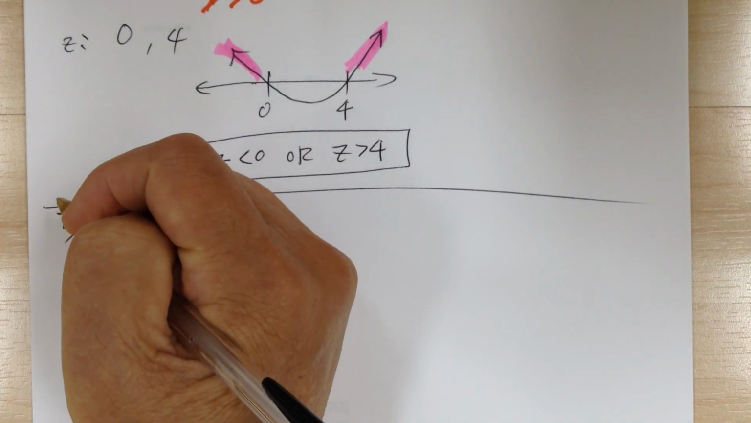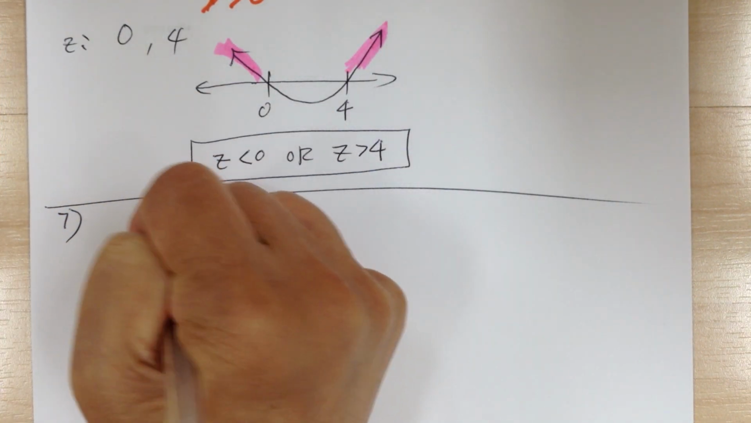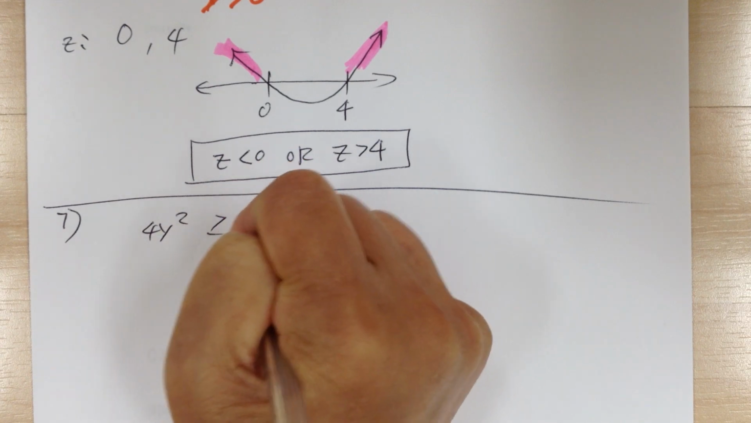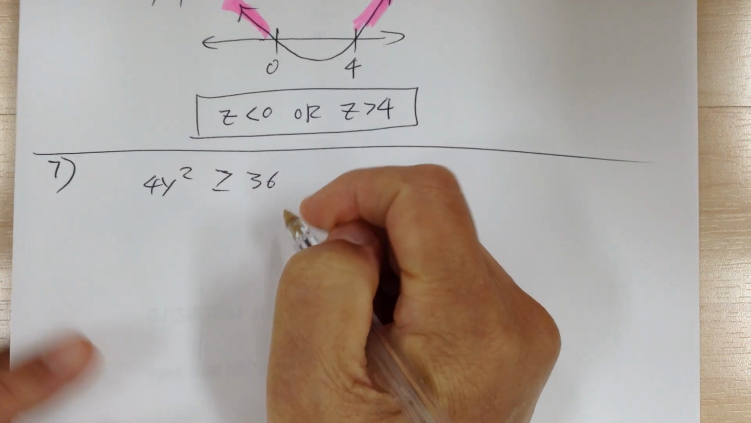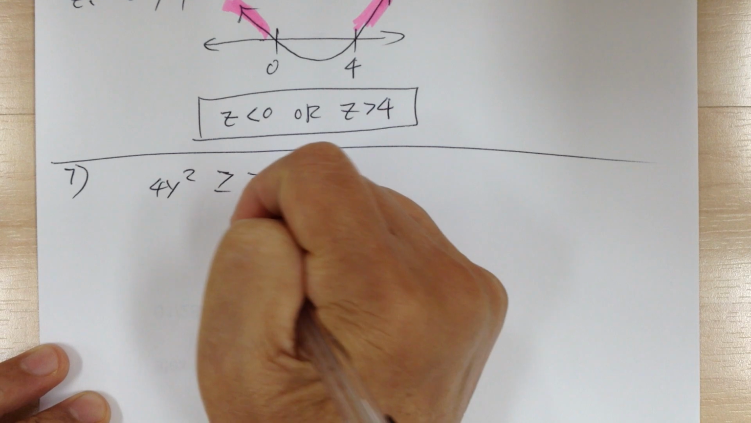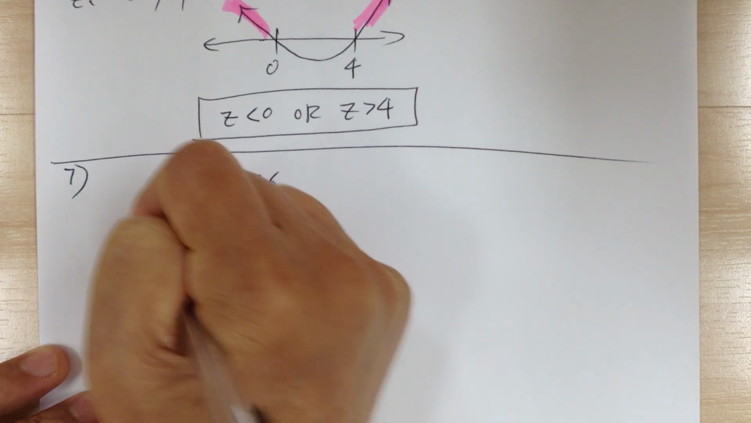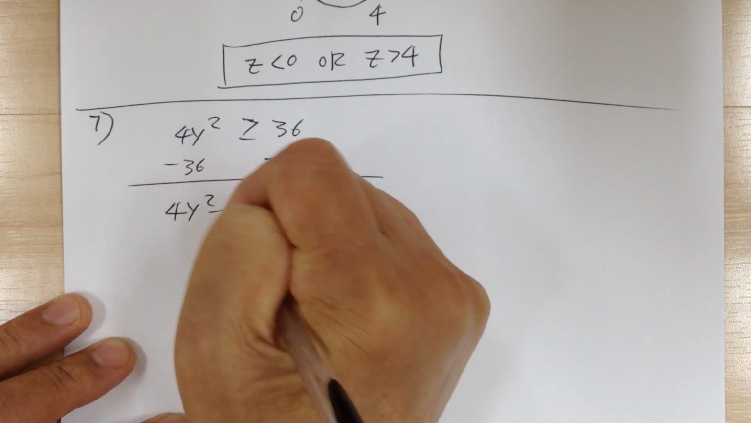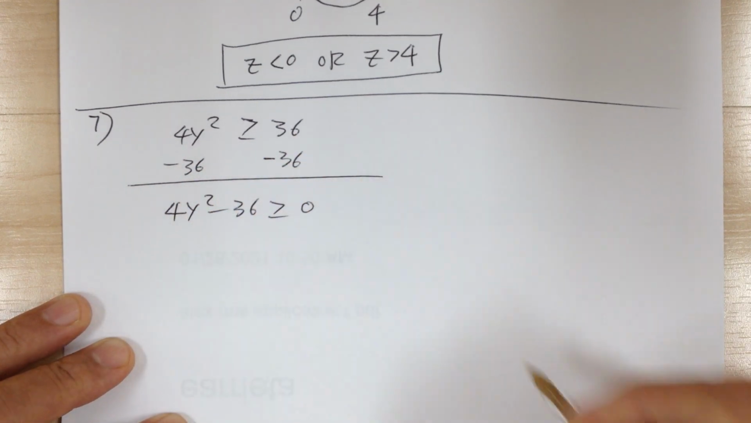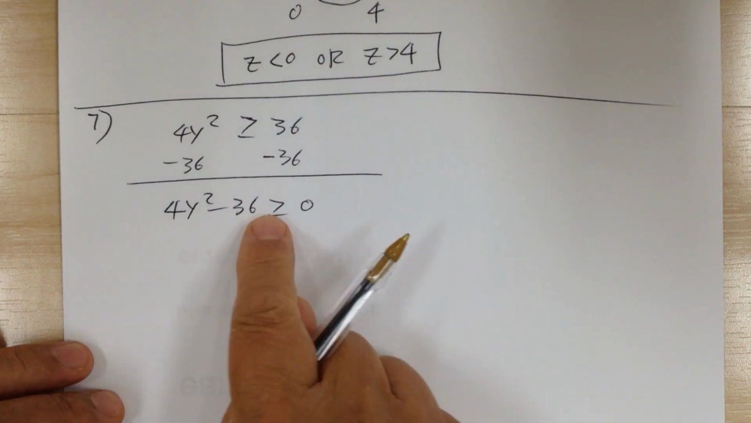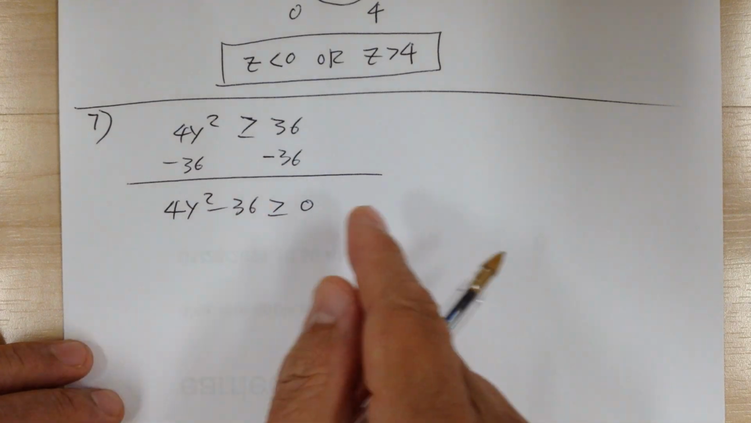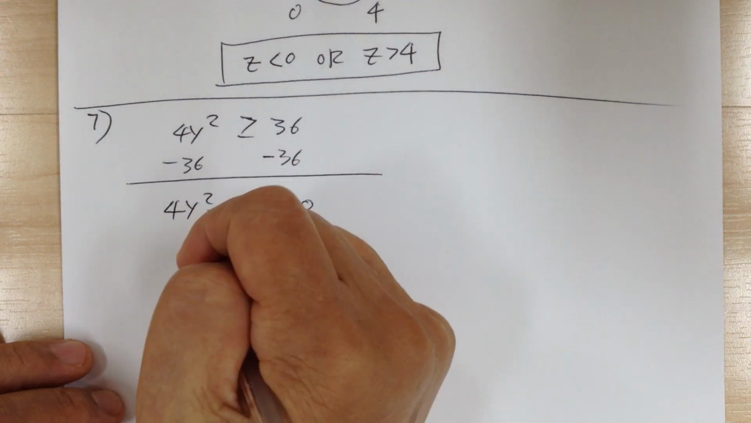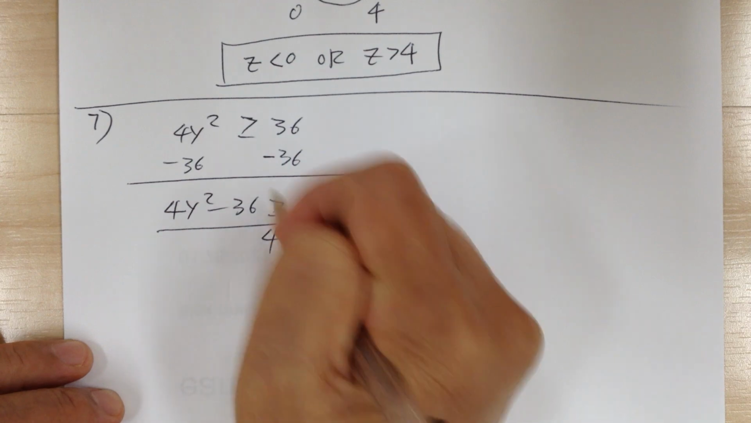Okay, number 7. You got 4y squared is greater than or equal to 36. Okay, so first you have to make the right hand side equal to 0. So minus 36 on both sides. So you got 4y squared minus 36 greater than or equal to 0. Okay, now notice all these are multiples of 4, so instead of factoring out the 4, you can just divide everything by 4, divide the whole thing by 4.